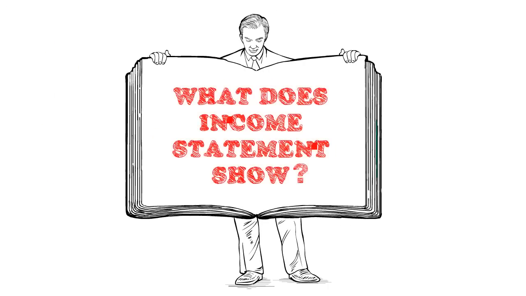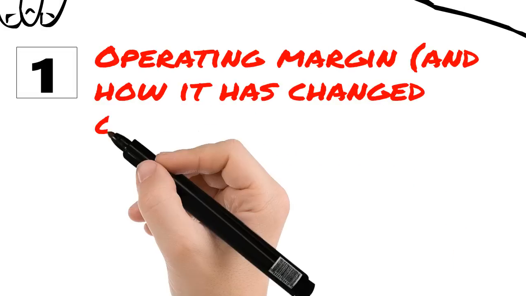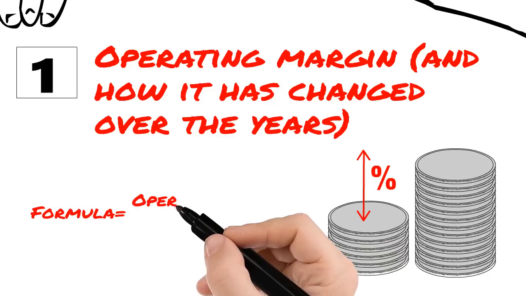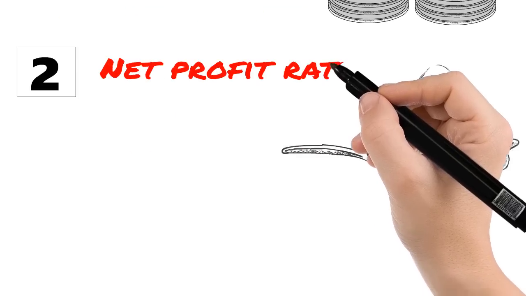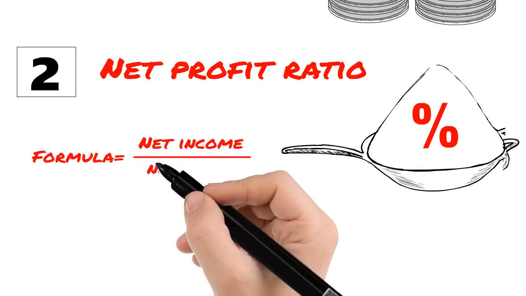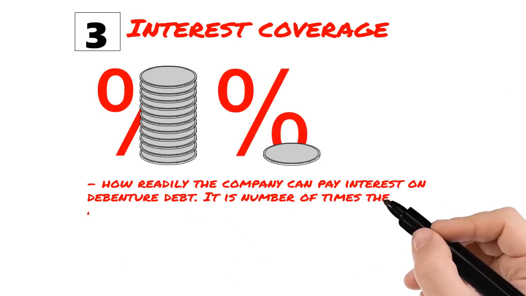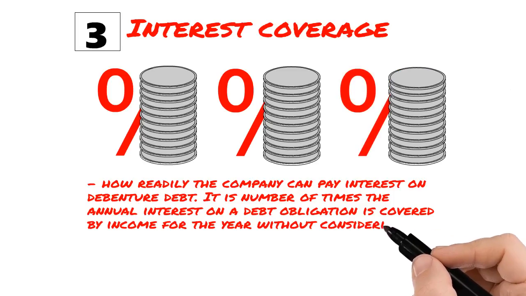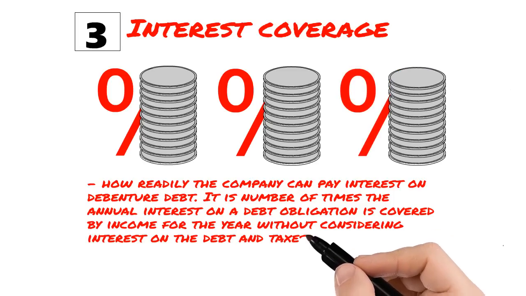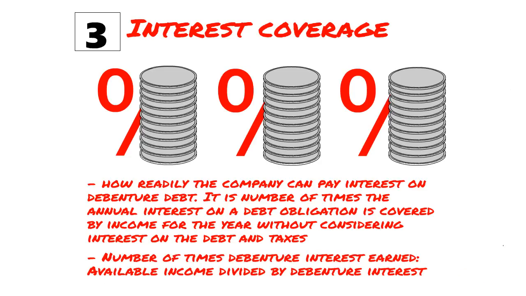What does the income statement show? Operating margin and how it has changed over the years. Formula equals operating income divided by net sales. Net profit ratio. Formula equals net income divided by net sales. Interest coverage shows how readily the company can pay interest on debenture debt. It is the number of times the annual interest on a debt obligation is covered by income for the year, without considering interest on the debt and taxes. Number of times debenture interest earned equals available income divided by debenture interest.